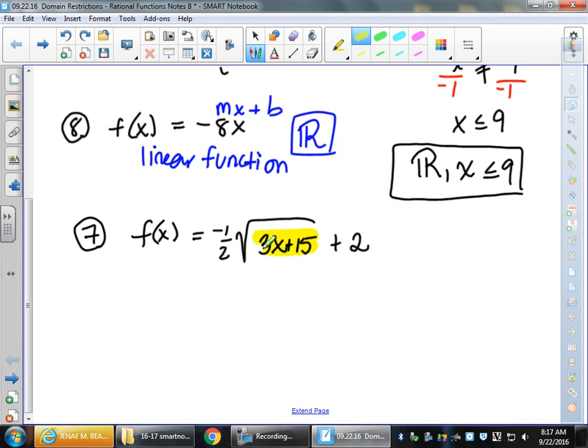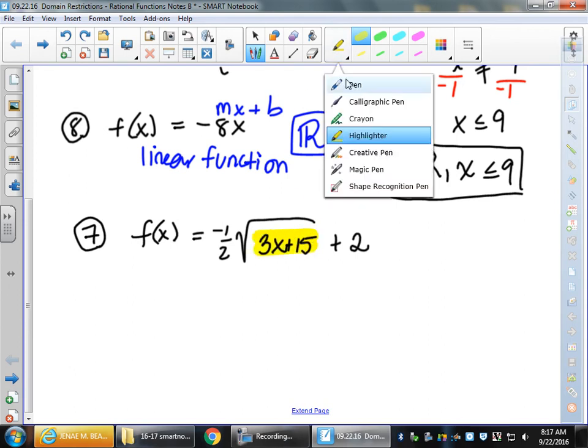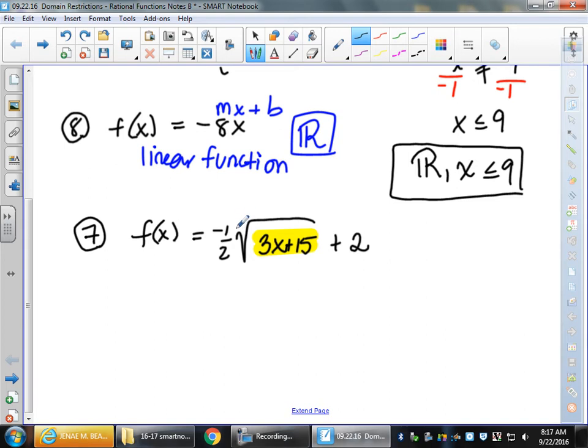Is this an even root or an odd root? Even. What invisible number is right there? 2. That's why we call that a square root. We talked about that yesterday. And so now I'm going to take 3x plus 15 and do what? Greater than or equal to 0.